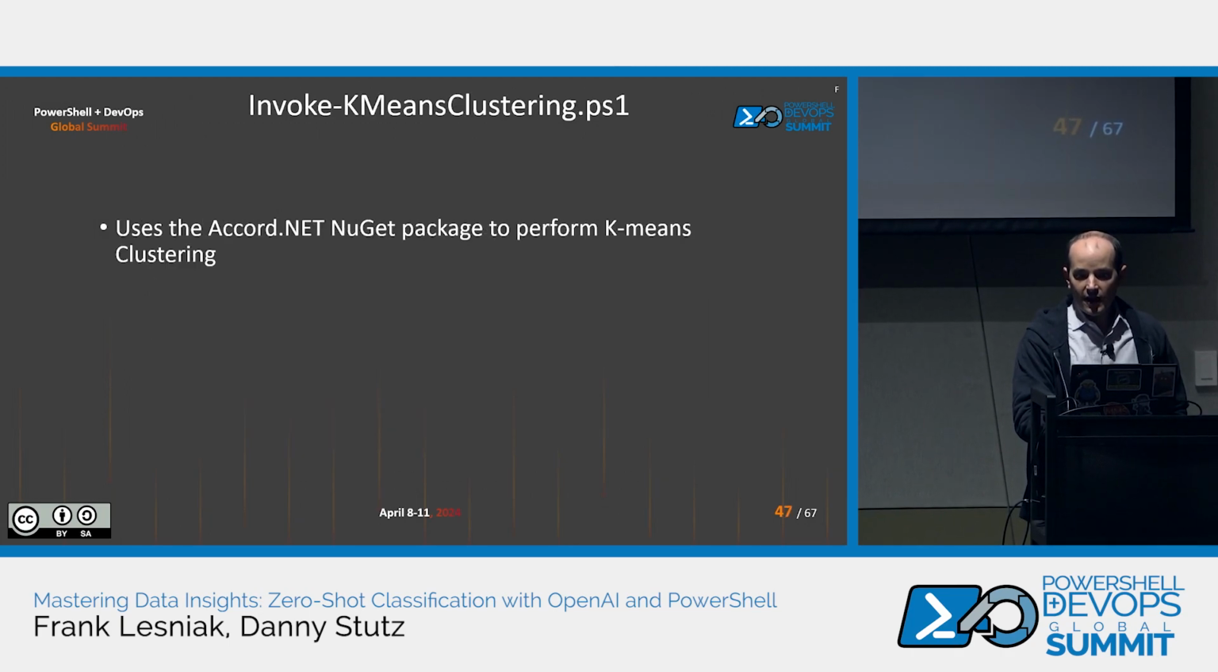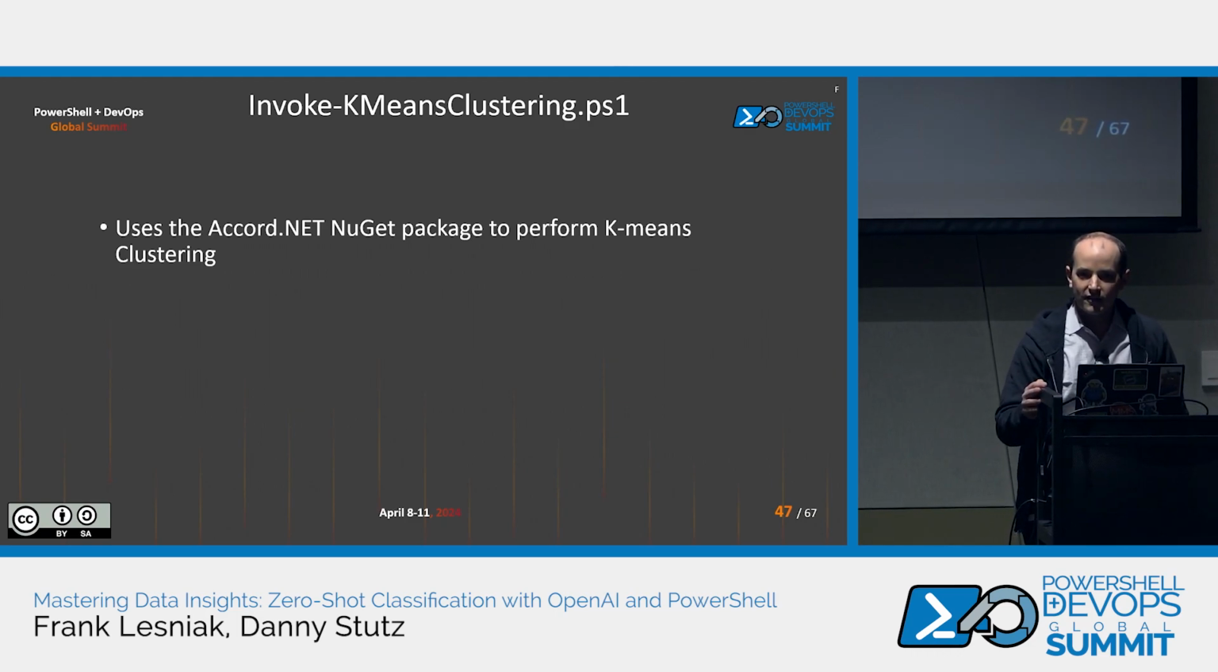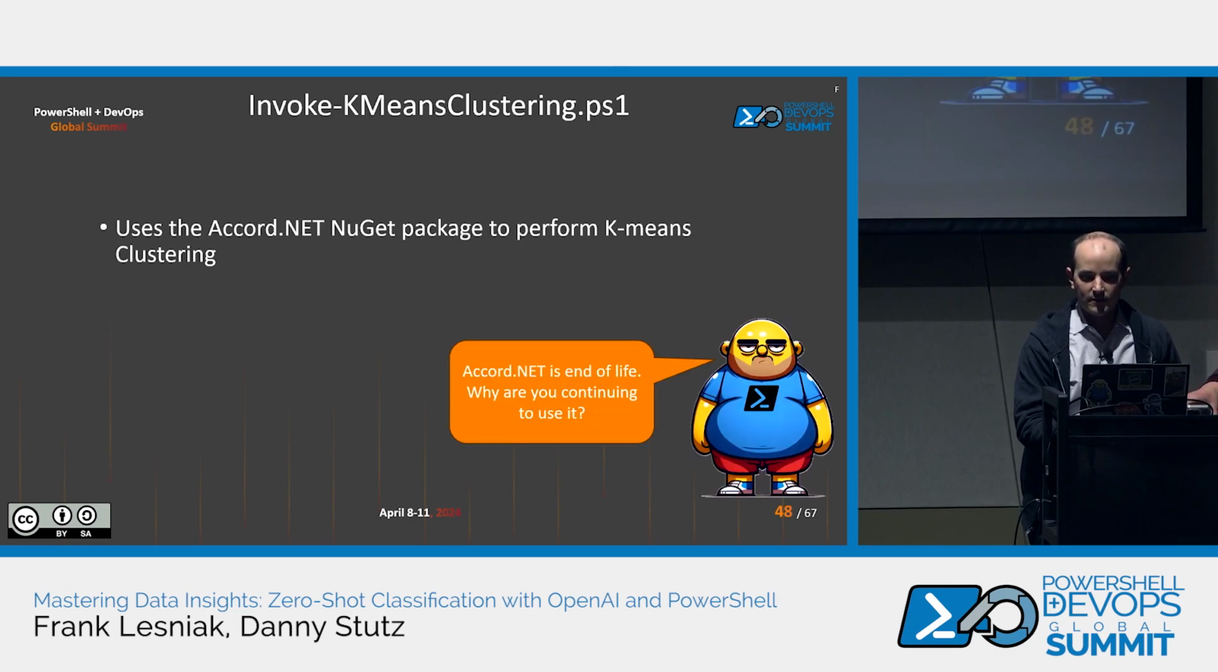So then we get into doing the k-means clustering, and this is the part, to be honest with you, that I think I'm most excited about and is maybe the most interesting from a pure PowerShell perspective. We're going to be using the Accord.NET NuGet package. NuGet packages are kind of like modules in a way. You can pull them down from the internet and use them. And PowerShell has some capability to do this, but it's a little difficult. I'll get into that in a second, but Portly PowerShell guy wants to point out that Accord.NET is end of life, yet we continue to use it.